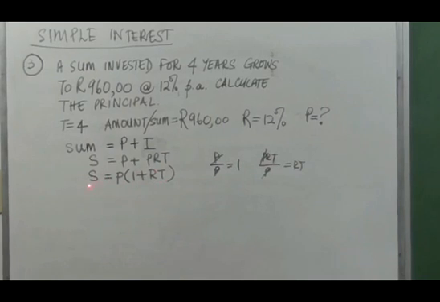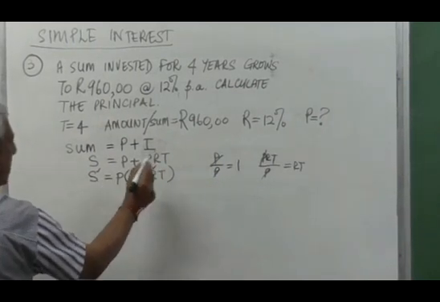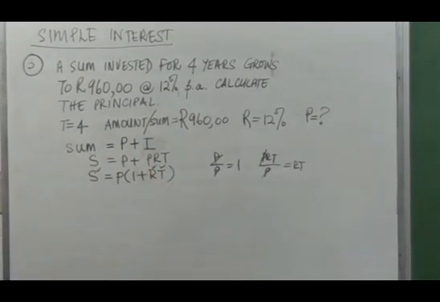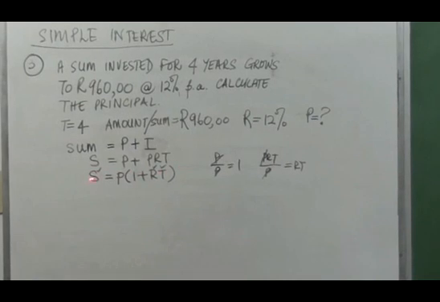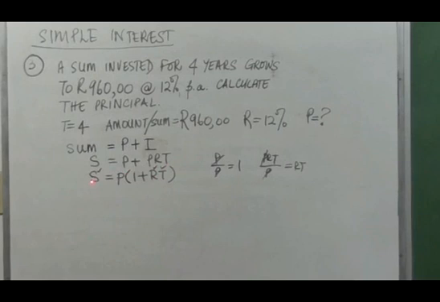Now this formula here, if we look at the information we have, do we have the sum? Yes. Do we have P? No. Do we have R? Yes. Do we have T? Yes. So by using this formula, we will be able to solve this question. So the sum is equal to P into 1 plus RT. So you must remember this formula. Right? Remember this formula.